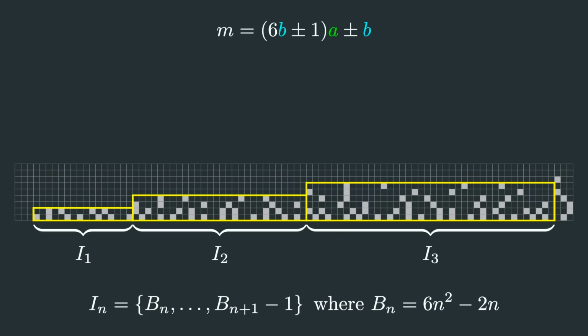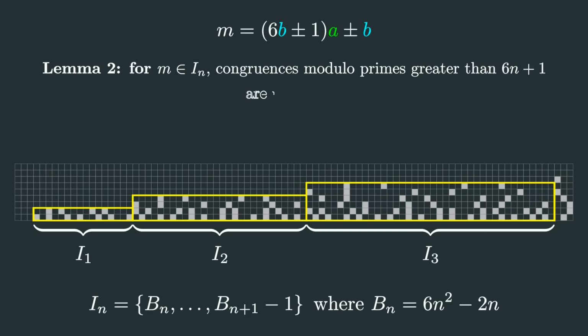Of course, everything we just said needs to be supported by a second lemma, which I will neither prove nor bother to express in proper mathematical formalism. Basically, for any element of capital I sub n, congruences modulo primes greater than 6n plus 1 are irrelevant.